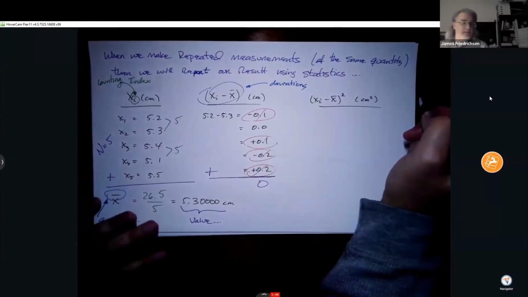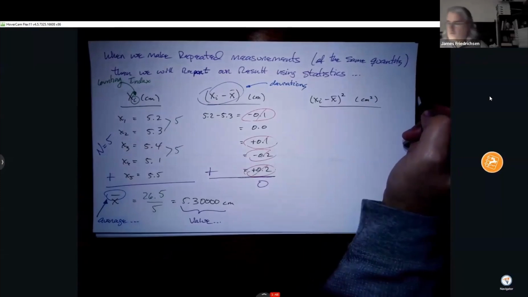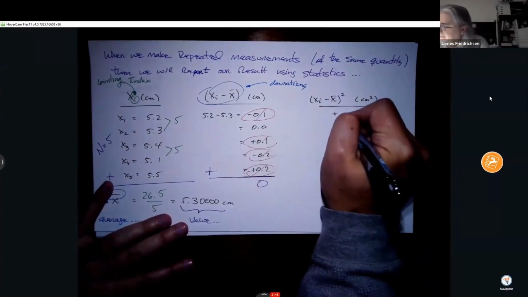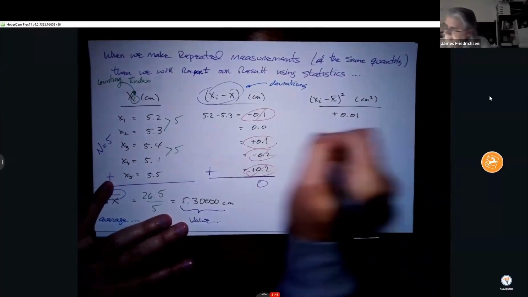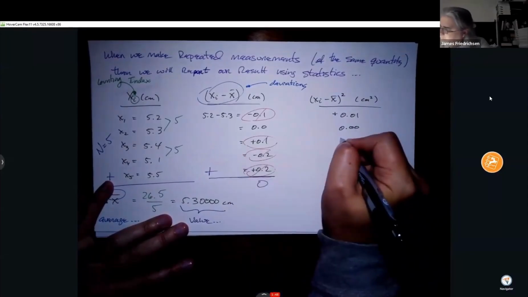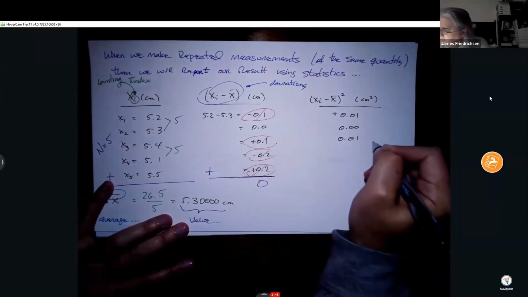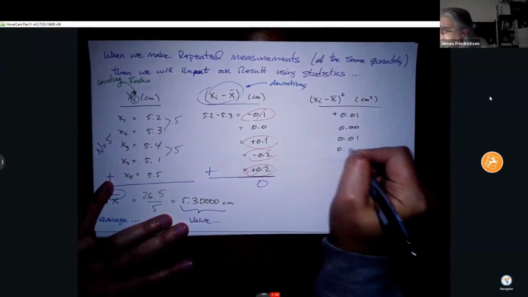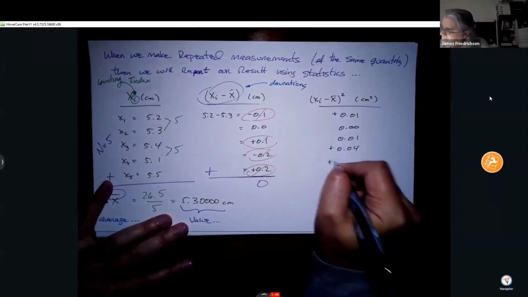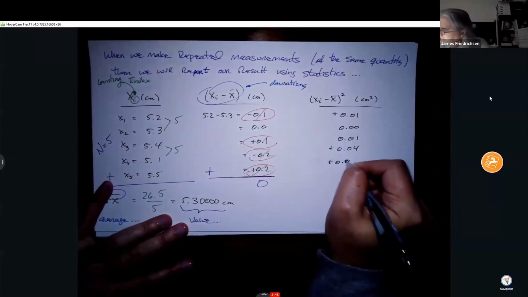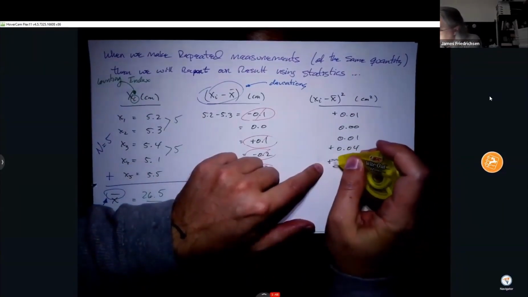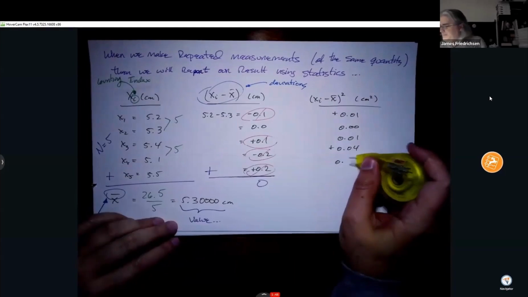So this will be in centimeters squared. And so what we'll get here is that negative 0.1 squared will be positive 0.01. 0 squared gives us 0. Positive 0.1 squared gives us 0.01. Negative 0.2 gives us positive 0.04. Positive 0.2 gives us positive 0.04. There we go. I was only going to do the positives on the ones that were negative to begin with, but that's all right. Fix that 0.